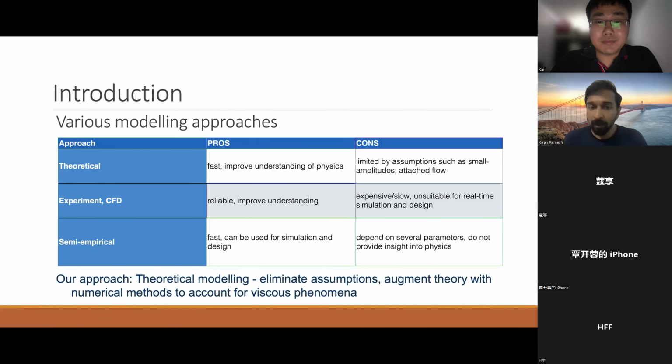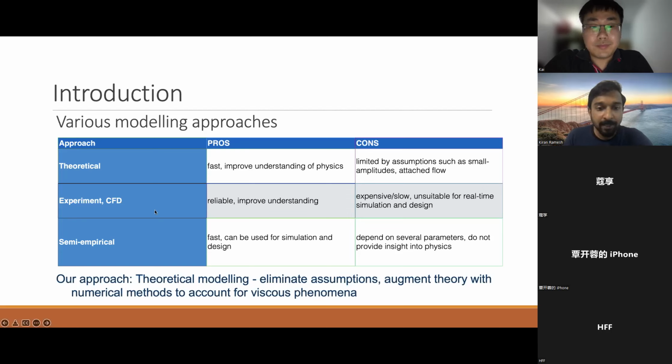So when it comes to modeling or studying unsteady flows, there are a number of approaches that have been pursued by various researchers. I'm just going to talk about some of these approaches to provide some context to the work that we are doing in our group. So we have theoretical or analytical approaches. The pros of these methods are that they are very fast to implement and they improve our understanding of the flow physics. But these methods are limited by several assumptions like small amplitudes, attached flows, and so on. And they are not applicable outside of these assumptions.